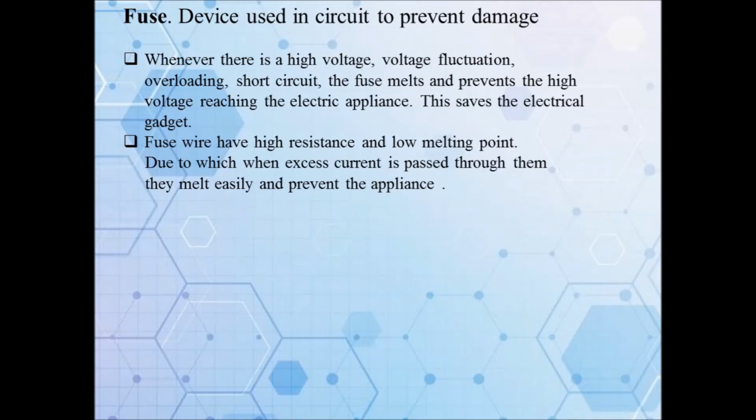Now this fuse is always connected before the appliance, because we have to save your appliance. If you connect it after your appliance, there is no use of it. All the appliances are already damaged. So fuse is always connected before the appliance and in the live wire, because the live wire is the one which supplies current to the devices. Here you can see there are two types of fuse we have.